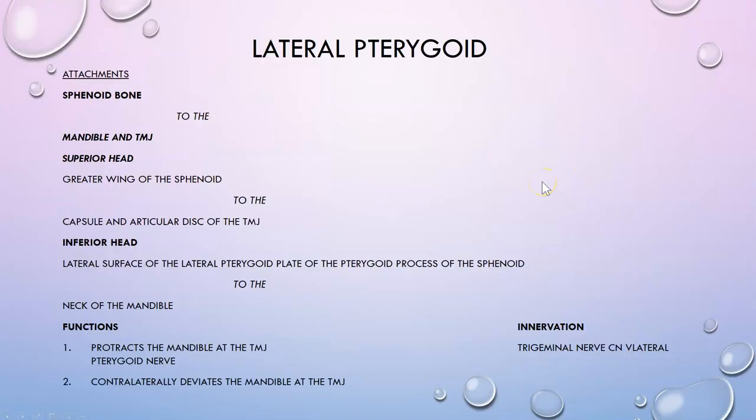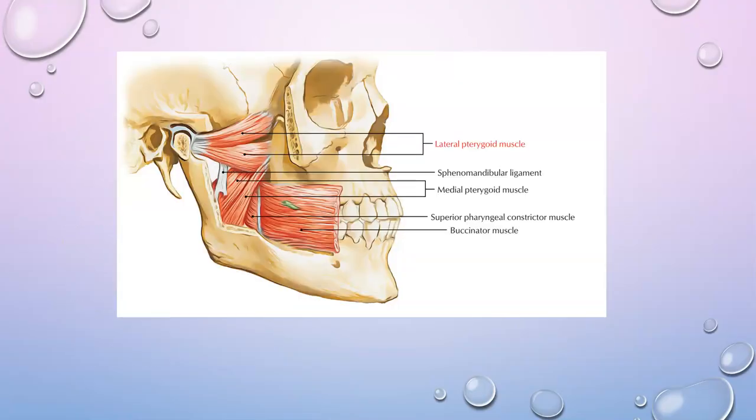The next muscle is something called the lateral pterygoid. It finds attachments to the sphenoid bone, and then goes down into the mandible and the temporomandibular joint itself as well. And it's not really down, it's actually kind of forward. So you might say that the sphenoid bone would be the proximal attachment, and the mandible and TMJ would be the distal attachment. There are two heads to this muscle, as we can see here.